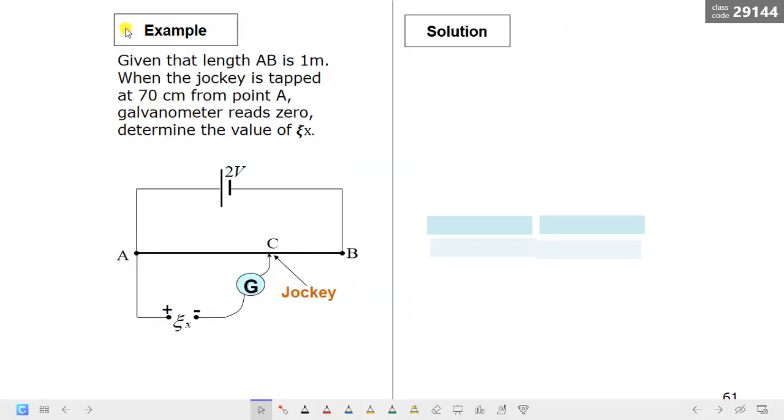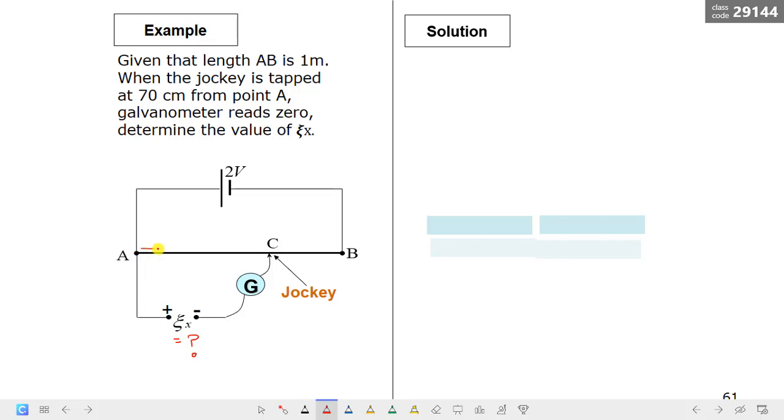So class, let us discuss one of the examples of how we are going to determine the unknown voltage of a battery using potentiometer. So given that the length of a resistive wire AB is 1 meter. When the jockey is tapped at 70 cm from point A, our galvanometer reads 0. So we want to determine the value of EX. So kita nak cari nilai EX ni berapa.